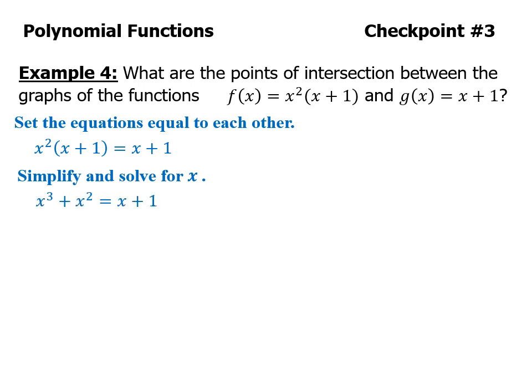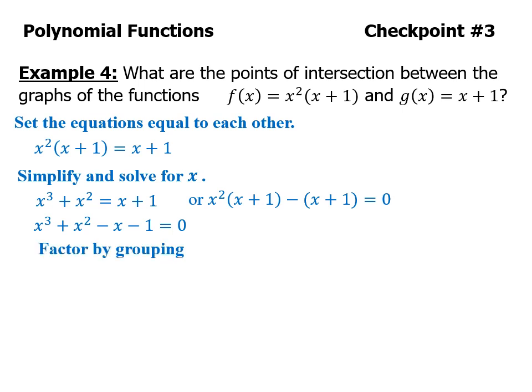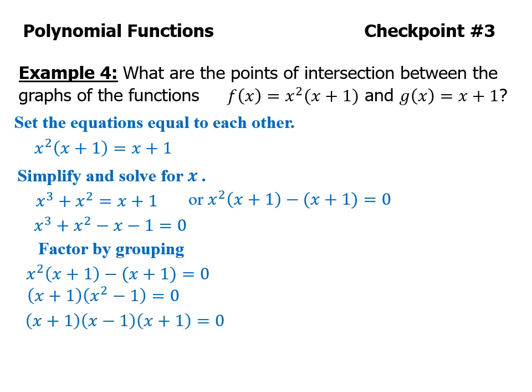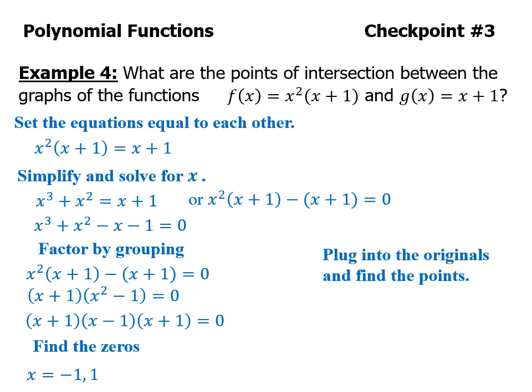Can multiply out the left-hand side and then subtract the x and subtract the 1, or we could have left it as x squared times x plus 1 and then just subtracted x plus 1 as one quantity. That actually helps you see the factor by grouping, where you can pull out an x plus 1. And then x squared minus 1, which is left, factors again into x minus 1 times x plus 1. Find the zeros. That would be negative 1 and 1, make any of the factors 0.